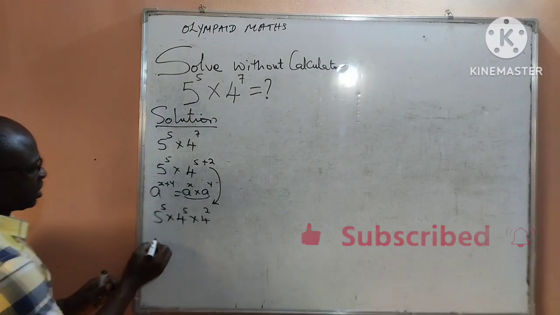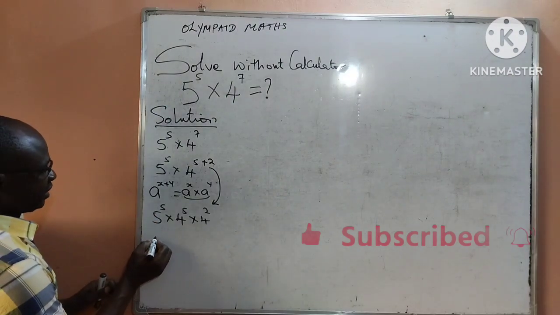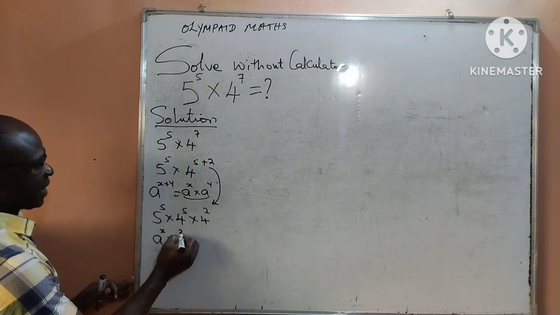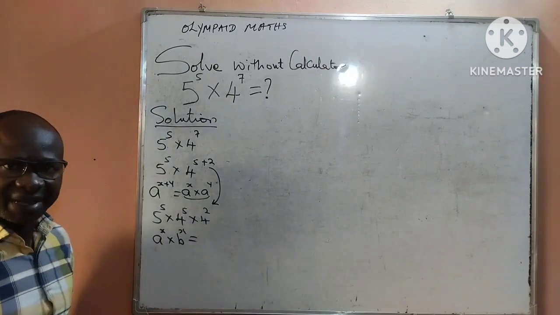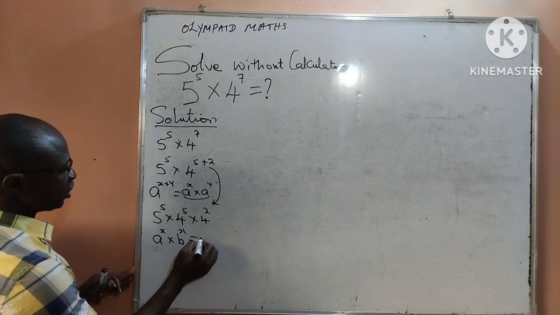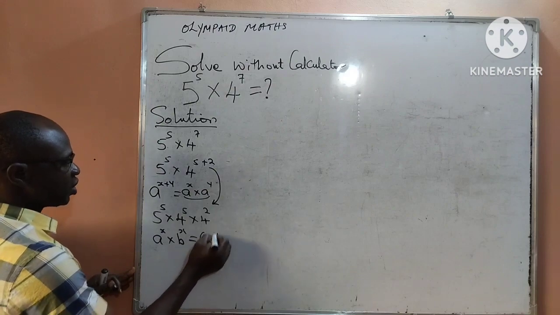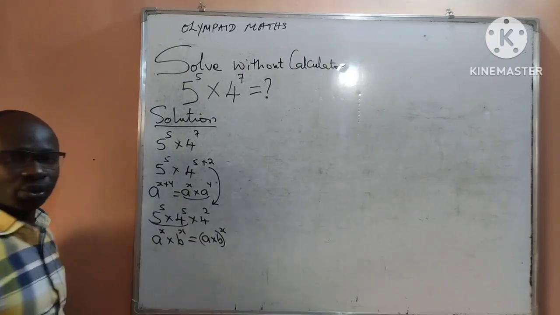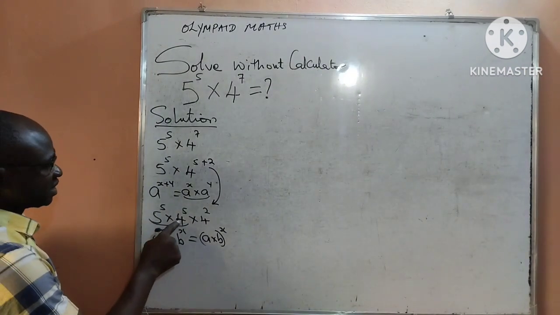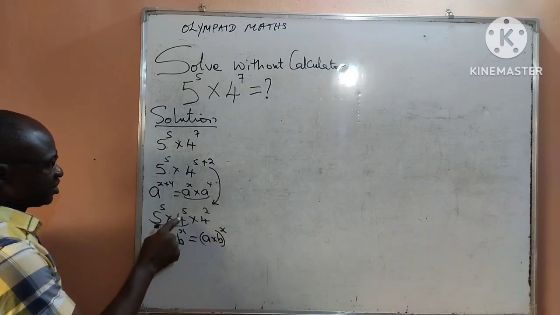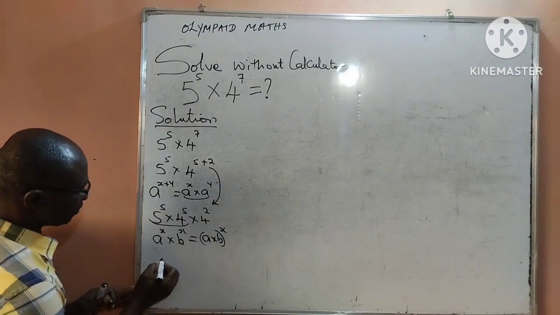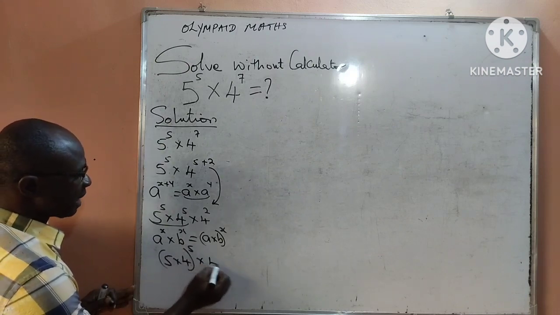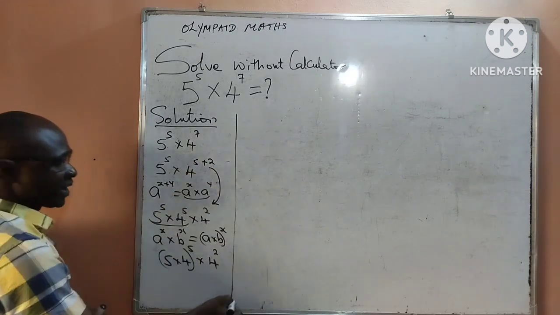Moving forward, also, if I have in indices a raised to the power x multiplied by b raised to the power x, that is when the powers are the same and the bases are different, therefore, it is going to be a times b all to the power of x. So I will apply this to these two terms, 5 raised to the power 5 times 4 raised to the power 5. Their powers are the same, but their bases are different. Therefore, it becomes 5 times 4, then raised to the power 5 multiplied by 4 raised to the power 2. That is where we are now.